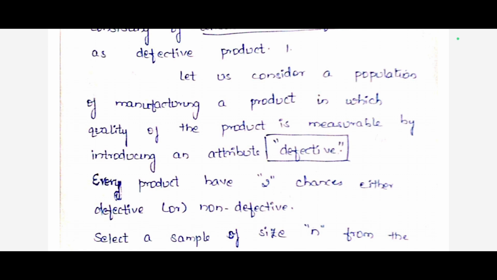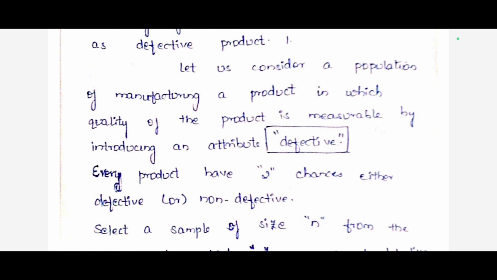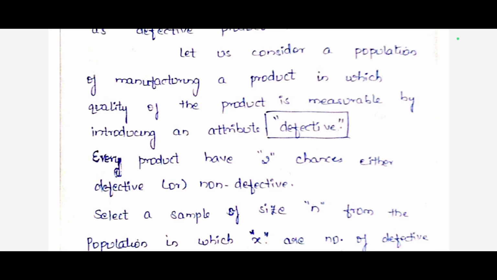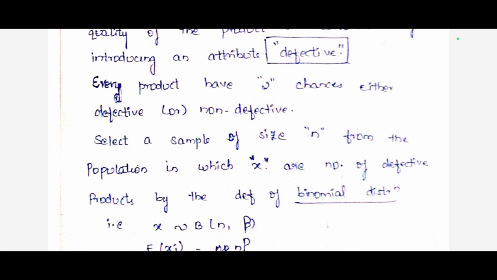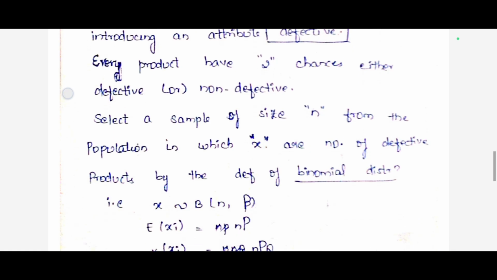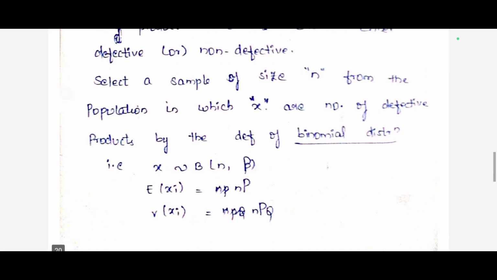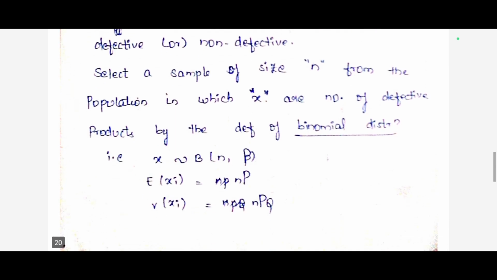Okay, so let us consider a population of manufacturing a product in which the quality of the product is measurable by introducing an attribute that is called defective. Here we may have two chances. Every product has two chances, either defective or non-defective. Select a sample of size small n from the population in which x is the number of defective products.